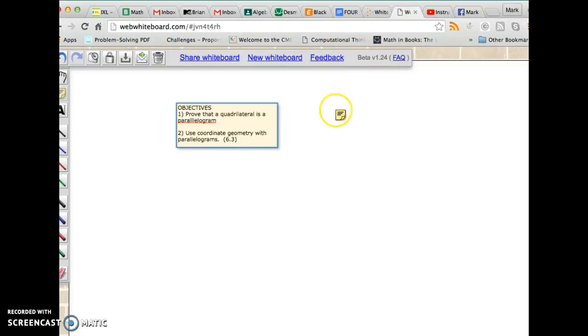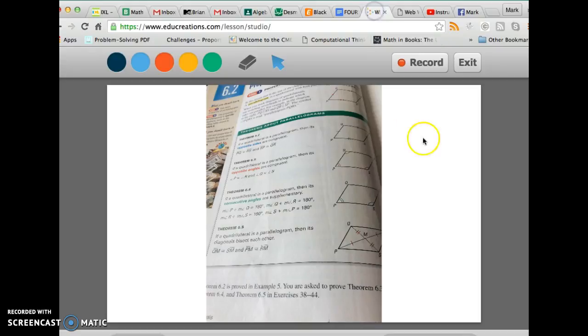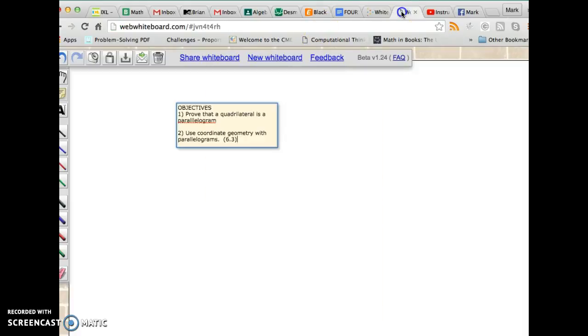Take two. Video here is on section 6.3, proving that a quadrilateral is a parallelogram and using coordinate geometry with parallelograms. But it's not too much new stuff in this section. We're mostly kind of reviewing this. But everything that's true here, we can say the converse is true. And what do I mean by that? Well, let me give you an example.